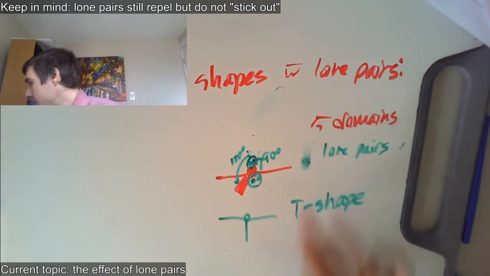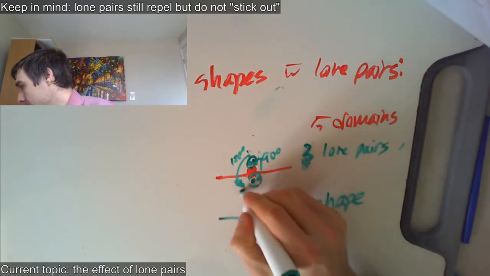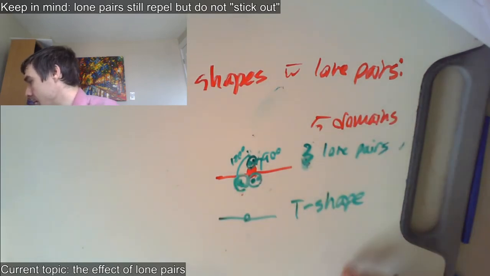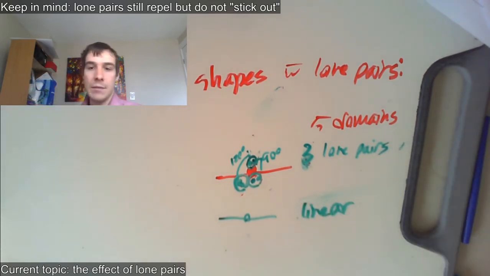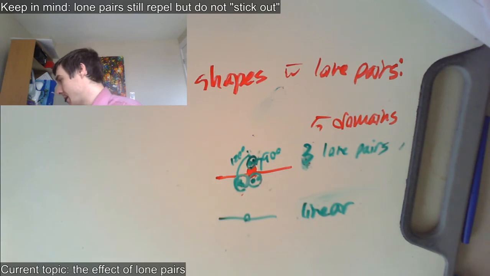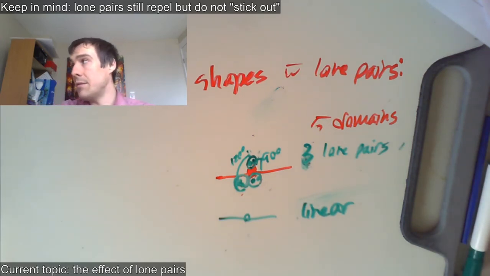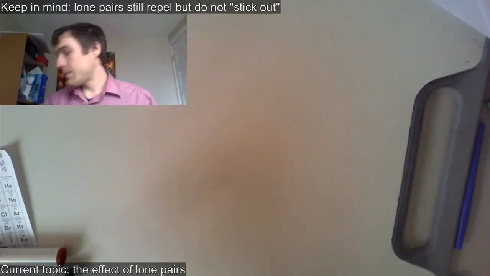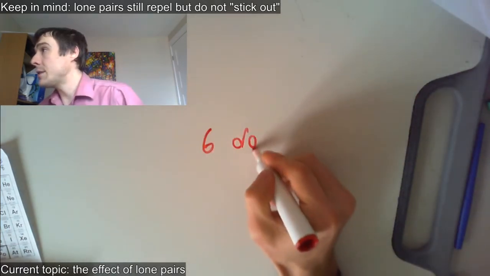If you have 3 lone pairs, you'll take away the last piece of the triangle, and you're going back to linear. So that's the last piece of 5 domains. Now we're going to get to 6 domains. And the last one is the 6 domain.